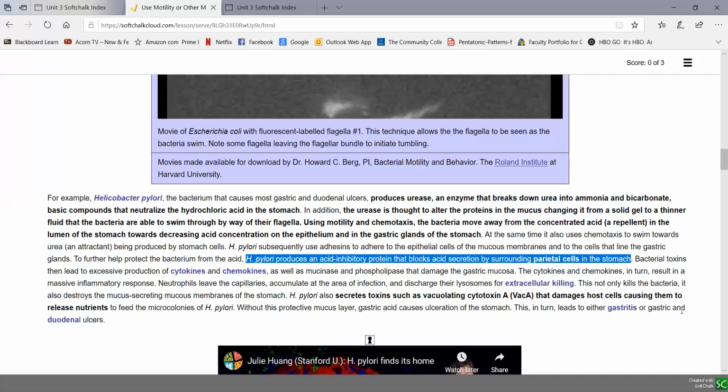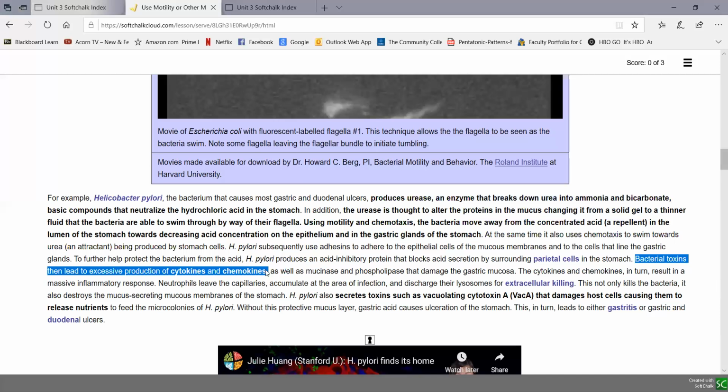So it acts as a chemical that's going to prevent the epithelial cells of the stomach from releasing the acid. And then bacterial toxins can lead to the production of inflammatory cytokines and chemokines, as well as mucinase and phospholipase that damage the gastric mucosa.